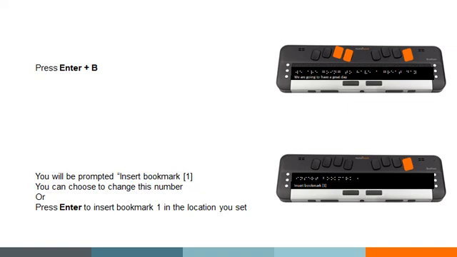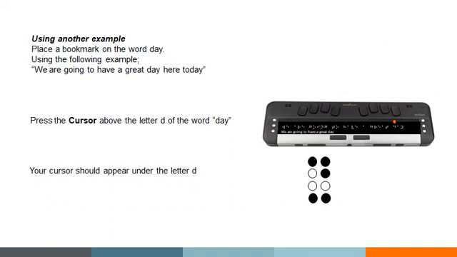And let's put one more in. So again, we are going, and the word going would be where I placed my first bookmark. If I wanted to place my next one, let's say on the word day, I route my cursor to that word day, to the first character. In my case, this is a dot 5 D because I'm working in UEB contracted braille. But if I place my cursor under that character, I'm going to press enter with B again. And now again, I see an edit box.